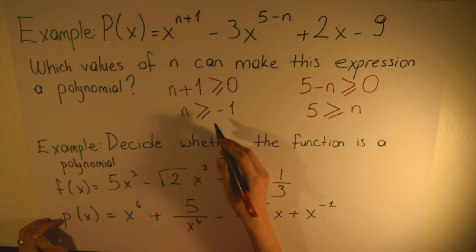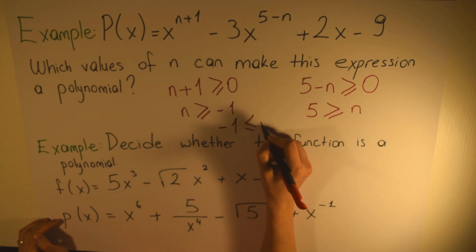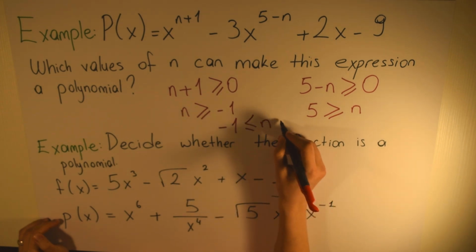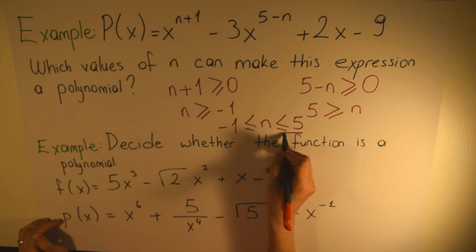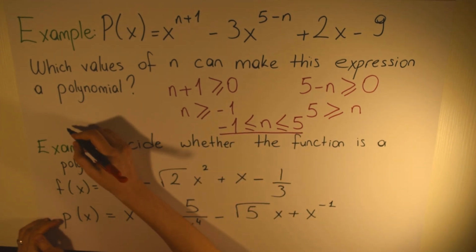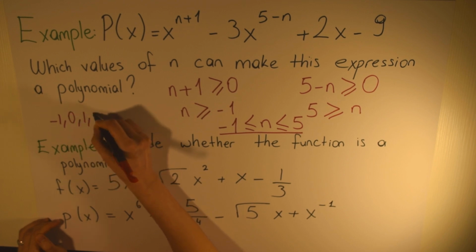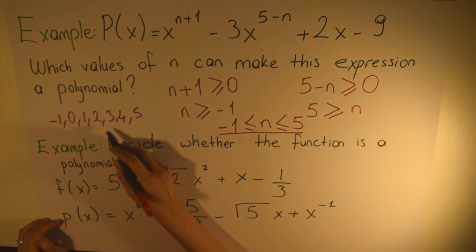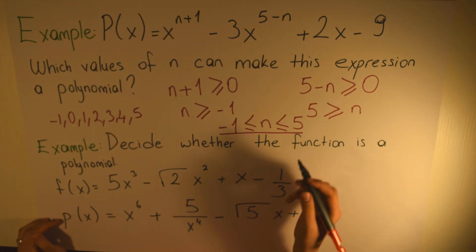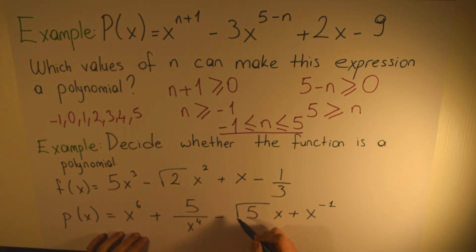When we combine these two together, we get -1 is less than or equal to n, and n is less than or equal to 5, right? We get this, which means n can be -1, 0, 1, 2, 3, 4, and 5. So these values of n can make this expression a polynomial. Let's look at our second example.